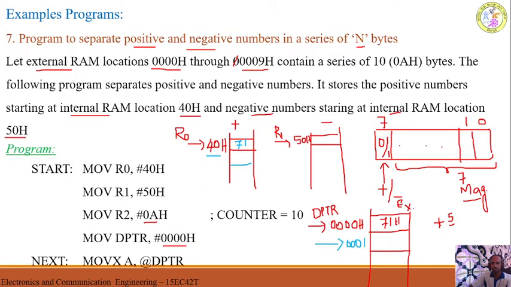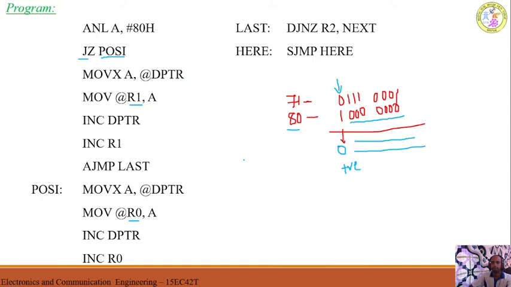R0 is now pointing to 41H; initially it was at 40. It will come to this position to store the next positive number. If the next positive number comes, I need to store it here. And then the last label, that is the label we are having, last.